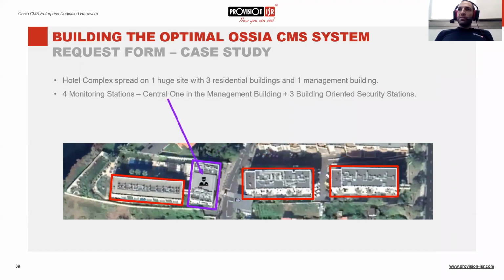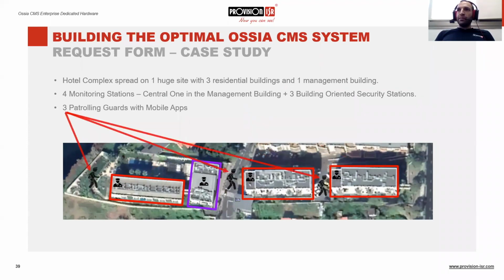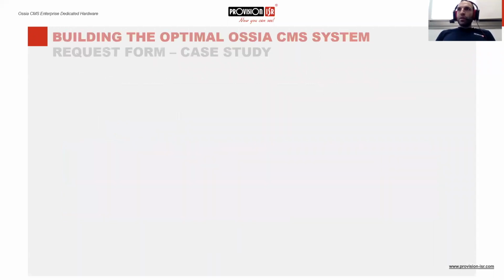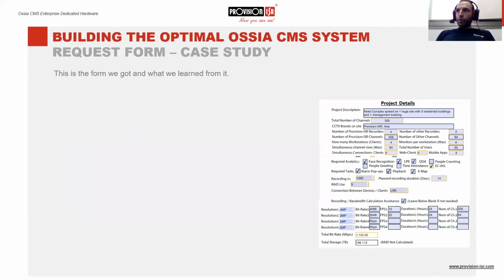Okay, we have the chief of security sitting in the management building, viewing the whole system, and then we have 3 security officers, each one viewing only the building that he sits in. And the last one, we have 3 patrolling guards with mobile apps where they can view the video or playback if needed for all the site. Okay, this is how it looks, and based on it, we received this form.